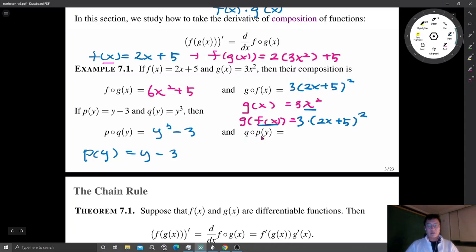And the second composite function is now q of p of y. So the outer function is q, and q of y is given by y cubed. Now instead of y, we plug in p of y. So this is going to be p of y cubed, so (y minus 3) cubed.